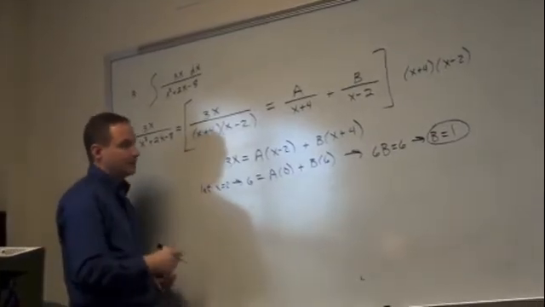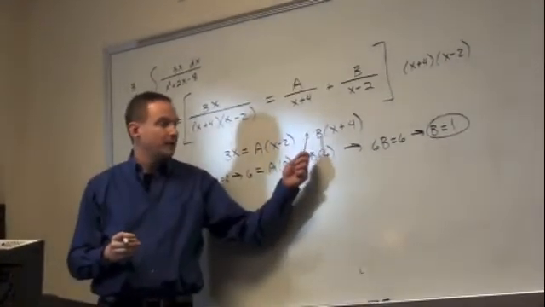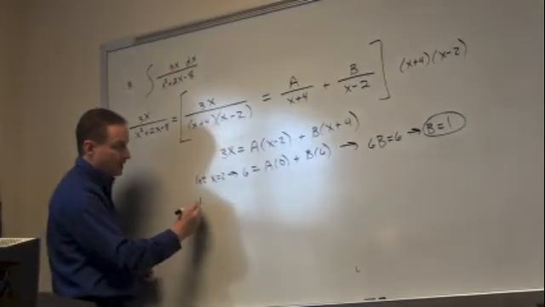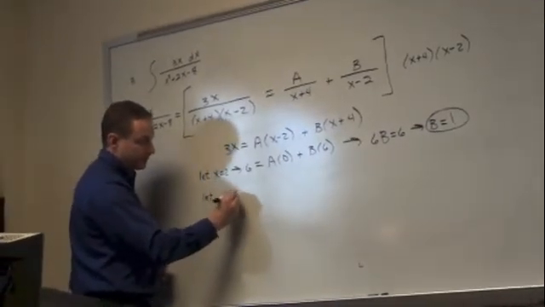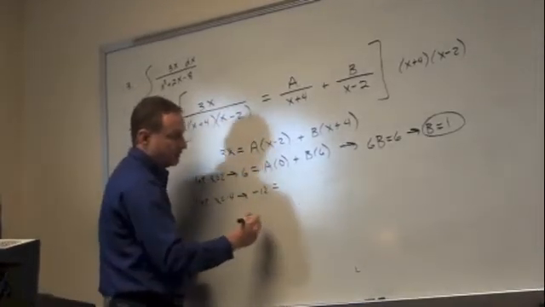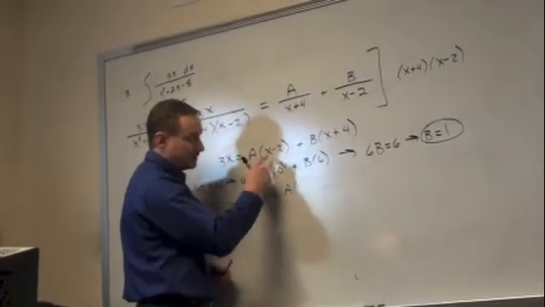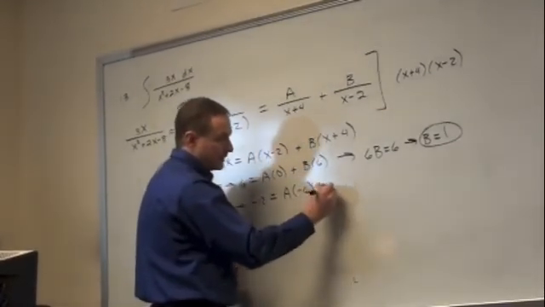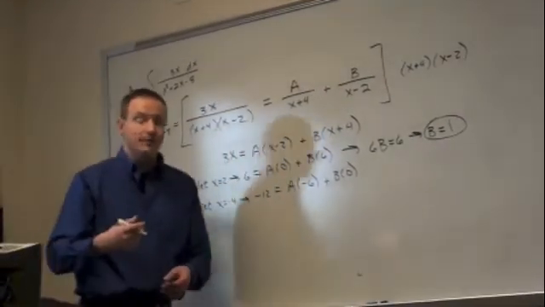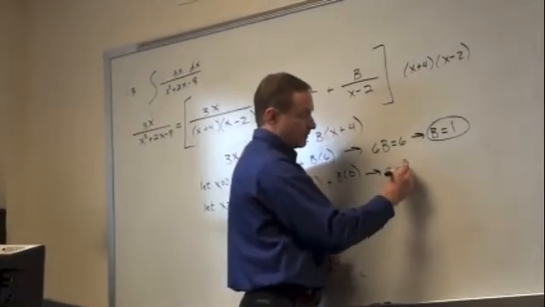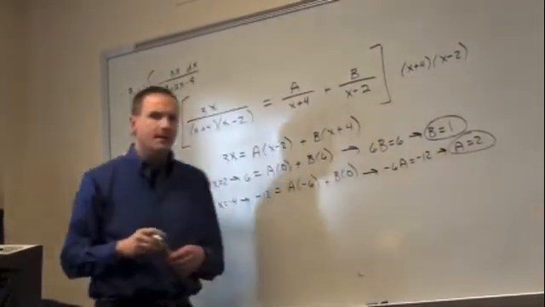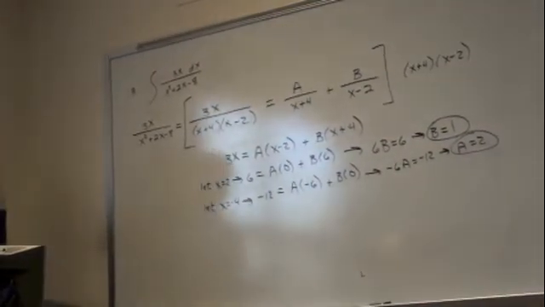Now, I'll do the same thing, except this time I want to let x be a value that gets rid of b in my equation. I'll let x equal negative 4. If I let x equal negative 4, 3 times negative 4 is negative 12. I'll get negative 12 is equal to a times negative 6 plus b times 0, of course. That's giving me negative 6a is equal to negative 12. Thus, a is 2. Now, I have a is 2, b is 1.